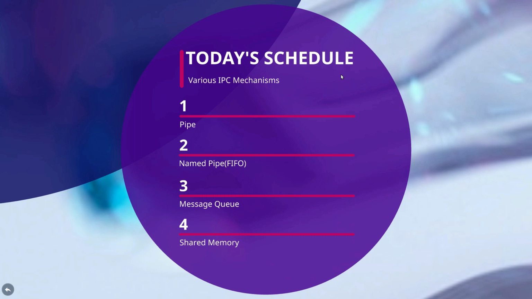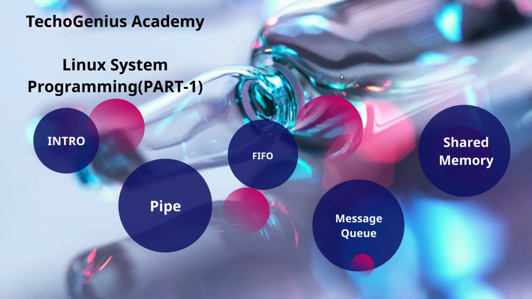Before going into this pipe, I just want to tell you what is IPC. IPC is inter-process communication, which is used to communicate between multiple processes. Just suppose one process is running and you are running another process. If you want to communicate between these two programs or processes, the IPC will come into the picture. The first one is pipe.